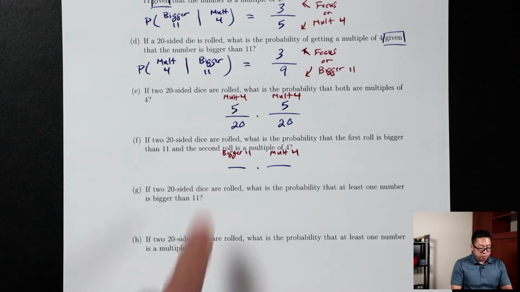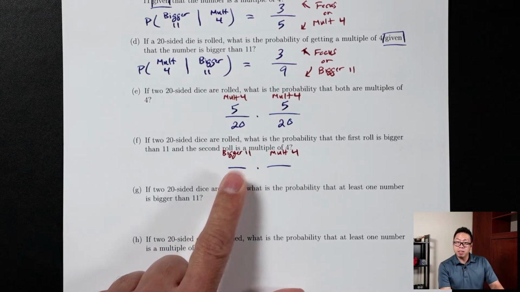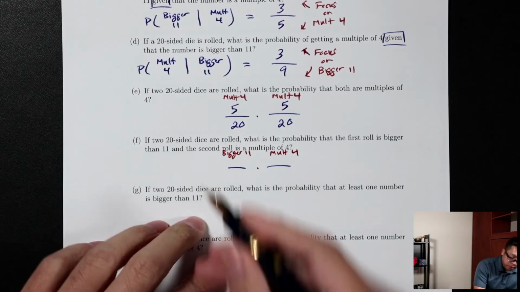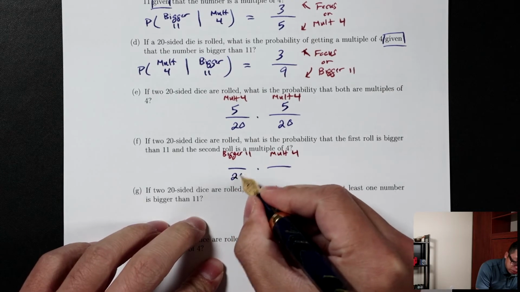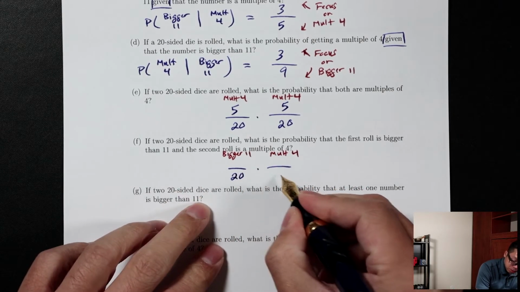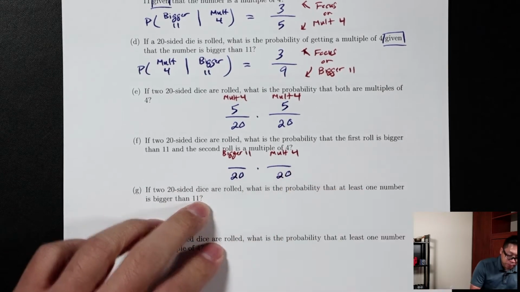Okay, bottom, how many different numbers can I get? That's going to be 20. And once again, we don't have to reduce because it's dice. So the second one will also be 20.